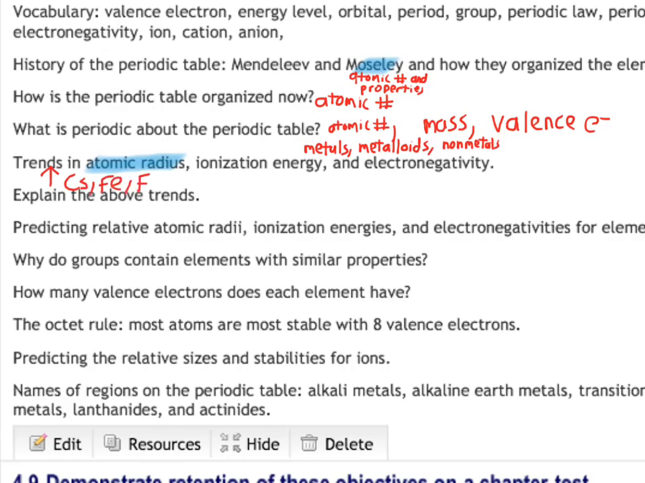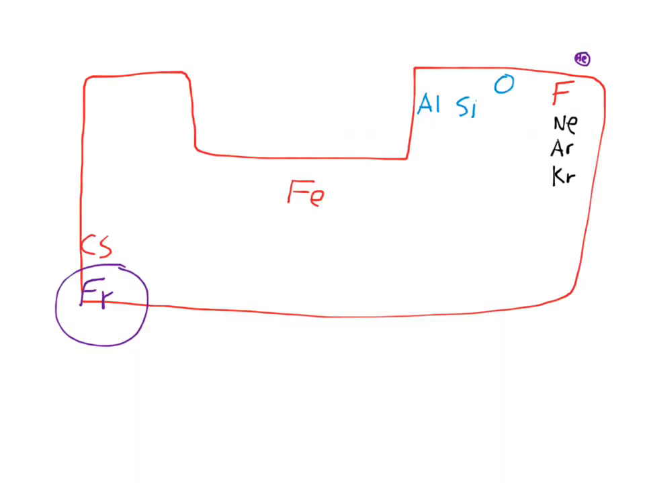First problem, put in order of increasing atomic radius, cesium, iron, and fluorine. So let's go ahead and look at the periodic table. On the periodic table, size of elements goes bigger as you go down a group because elements have more electrons that fill higher energy levels. Size of elements gets smaller as you move right in a period because there's more protons to draw the electrons in, so electrons stay out farther, make the atoms bigger.